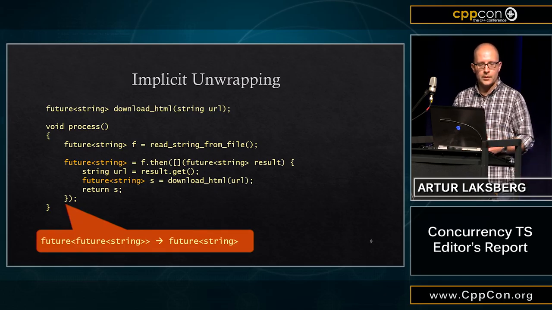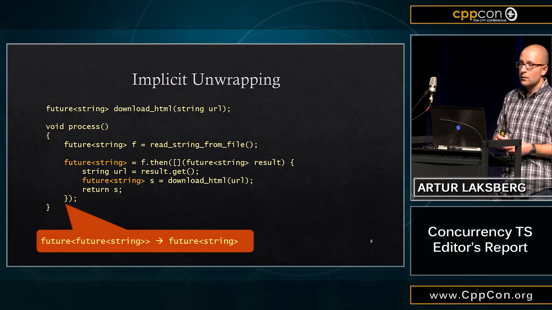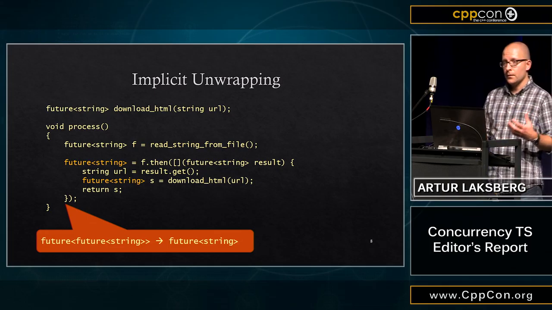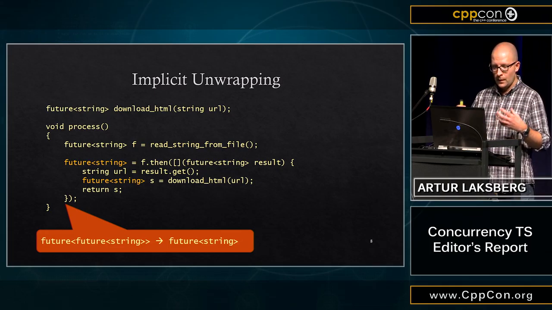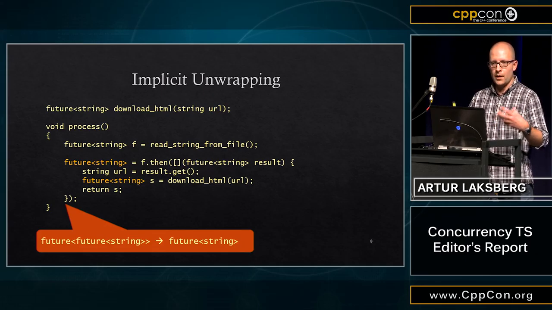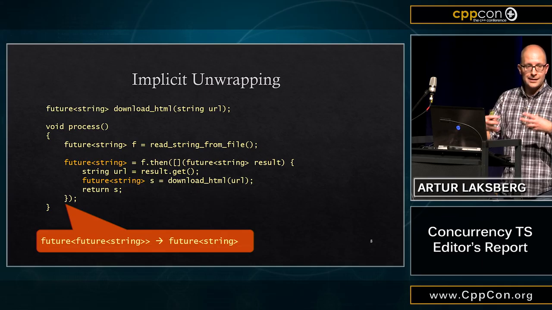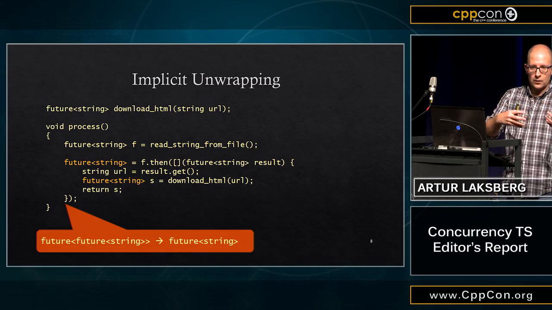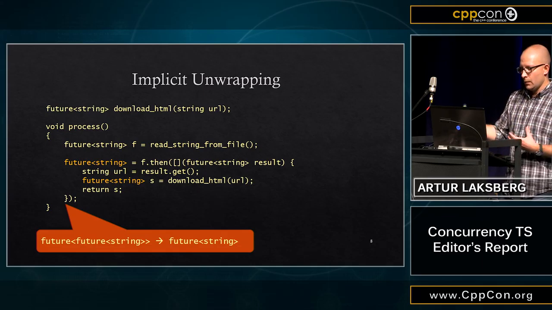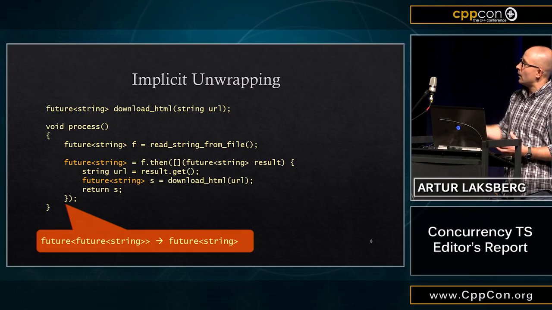Another useful property of the then method is called implicit unwrapping. Very often, when you work with futures and continuations, you find yourself invoking an asynchronous operation inside of the callback of the handler of another asynchronous operation. In which case, if you look at this example, we're reading a string.